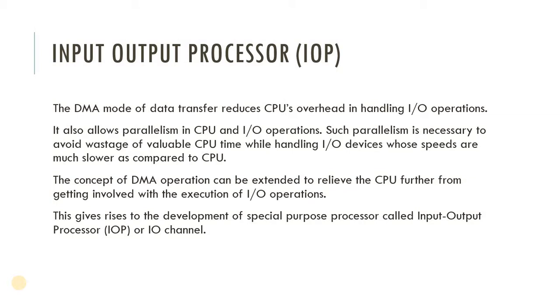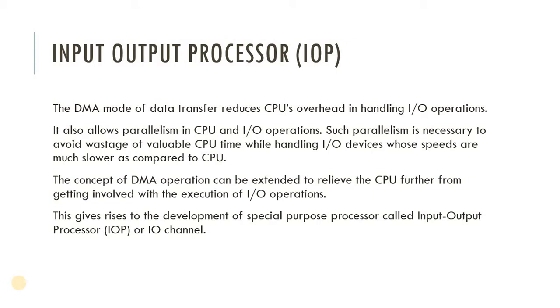It also allows parallelism in the CPU and IO operations. Such parallelism is necessary to avoid a wastage of valuable CPU time while handling the IO devices whose speeds are much slower as compared to the CPU. So the concept of DMA operation can be extended to relieve the CPU further from getting involved with the execution of the IO operation.